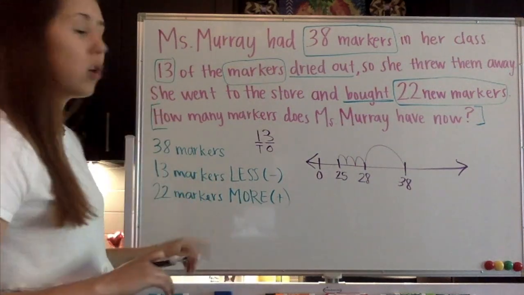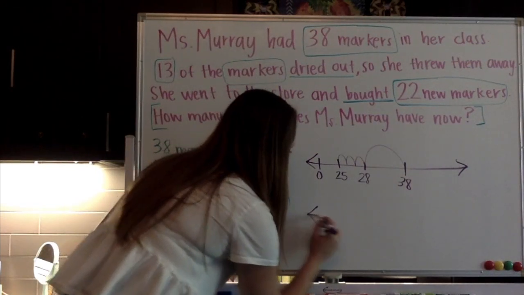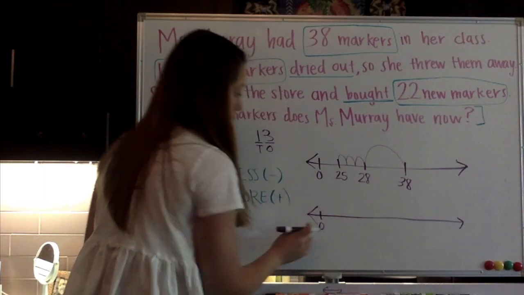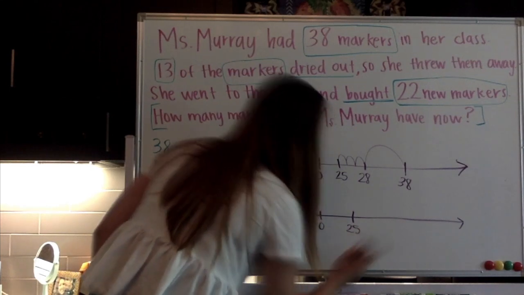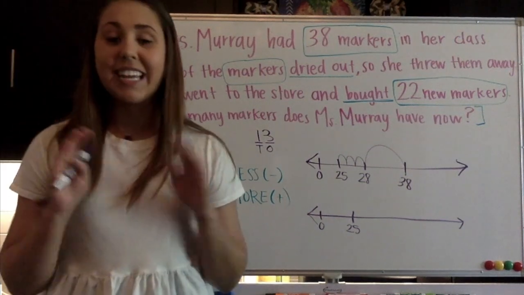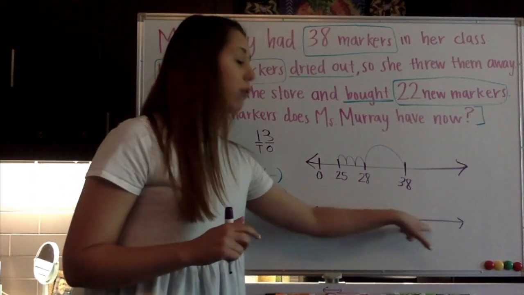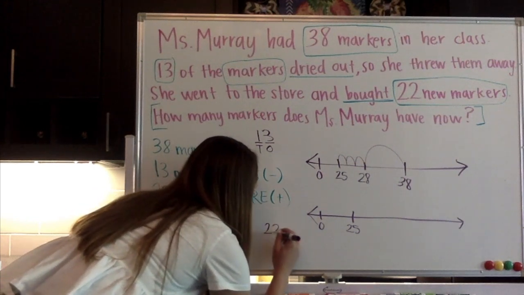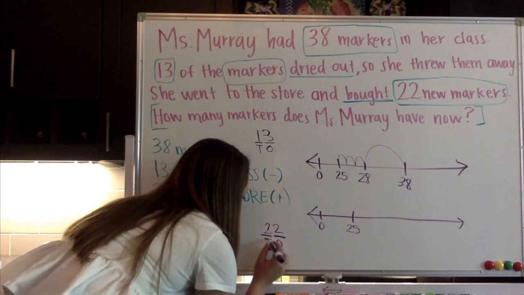But I go to the store and buy 22 more. So I'm going to draw myself a new number line. And again, I'm going to mark 0, just so I know which side is the smallest, and I'm going to write that I'm starting at 25. And now I get 22 markers more, so my number is getting bigger. I'm going to have more markers, so I'm going to need to move to the greater side of my number line. So I'm going to take apart this number 22 and see that it has 2 1s and 2 10s.